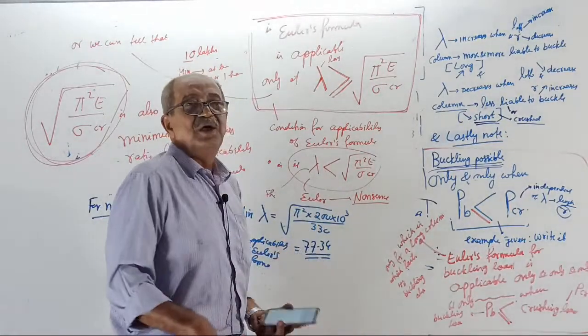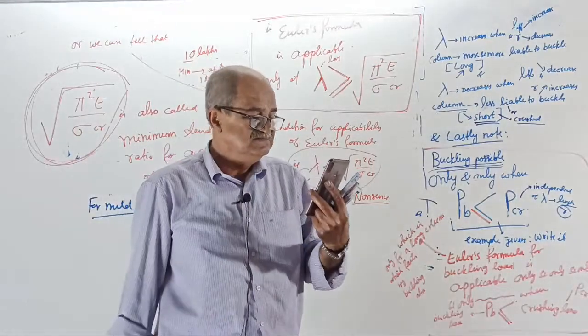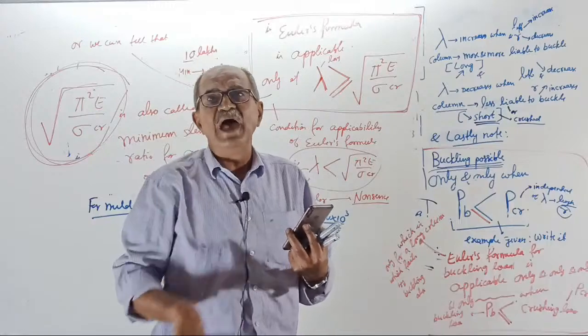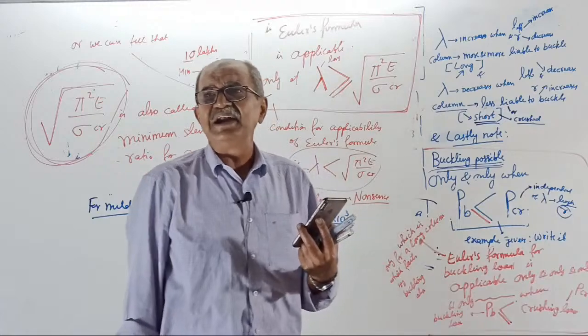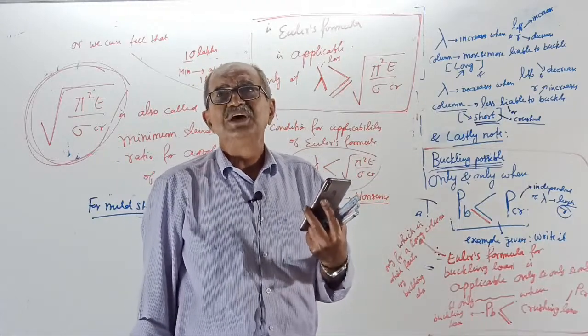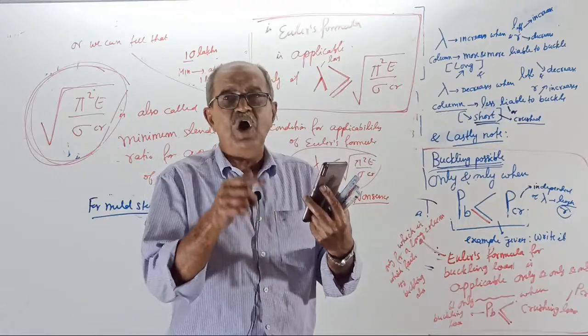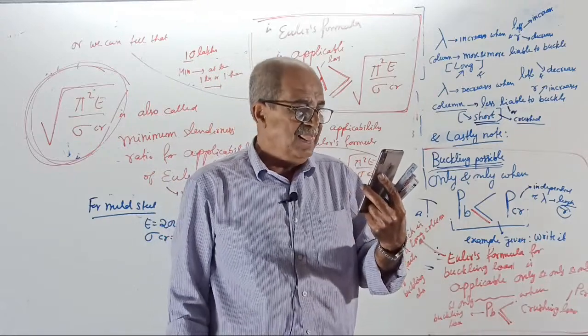But tell me, practically, do you want your lambda to increase? Do you want a column in your building where Euler's formula is applicable? Tell me. If you construct a building, do you want to have a column for which Euler's formula is applicable?